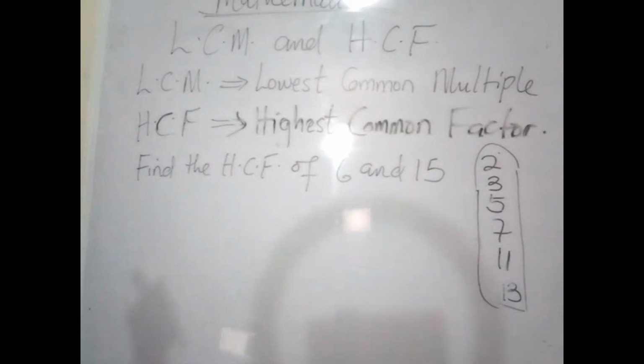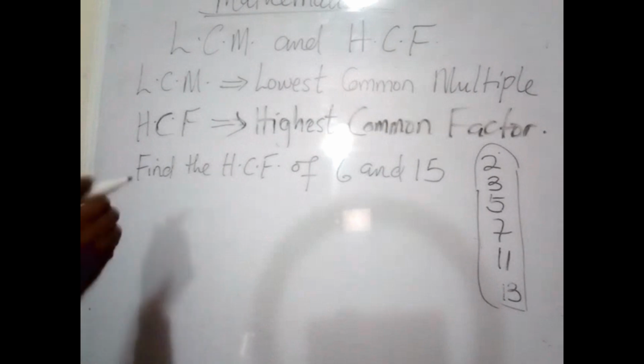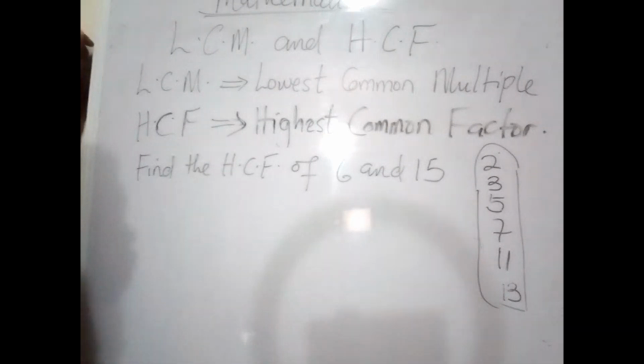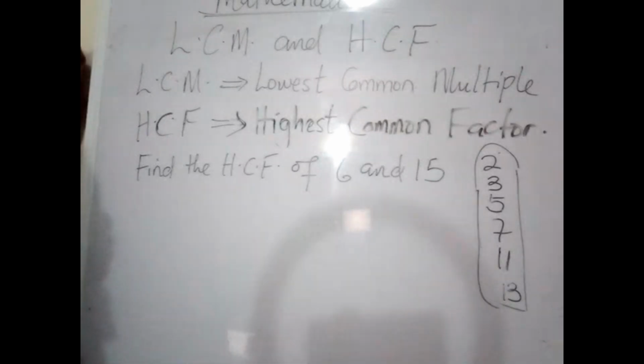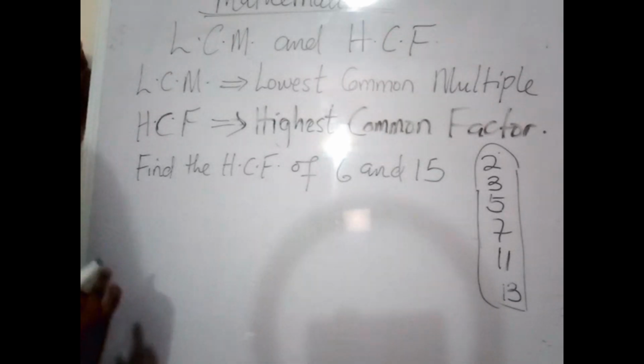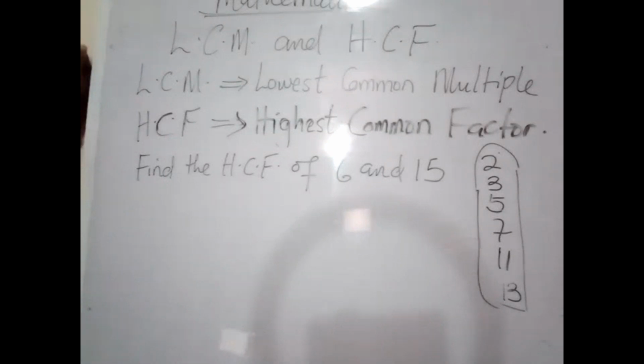So the next one that we're going to look at now is HCF, which is highest common factor. What is highest common factor? Highest common factor simply refers to the largest number or the highest prime number that can divide a set of numbers. Remember, for lowest common multiples, we said it is that number that a set of numbers can divide through without leaving a remainder. The smallest number that a set of numbers can divide through without leaving a remainder.